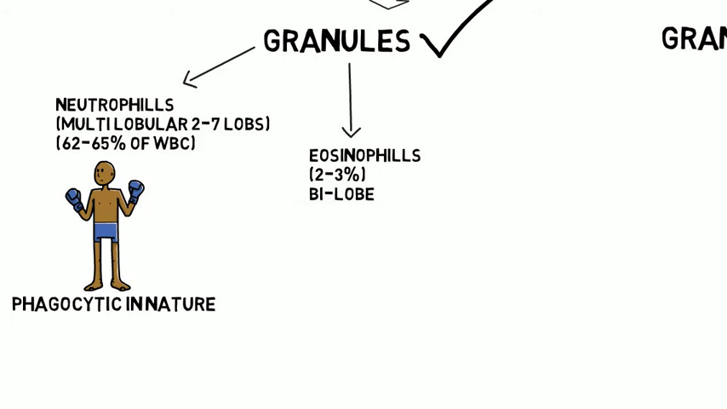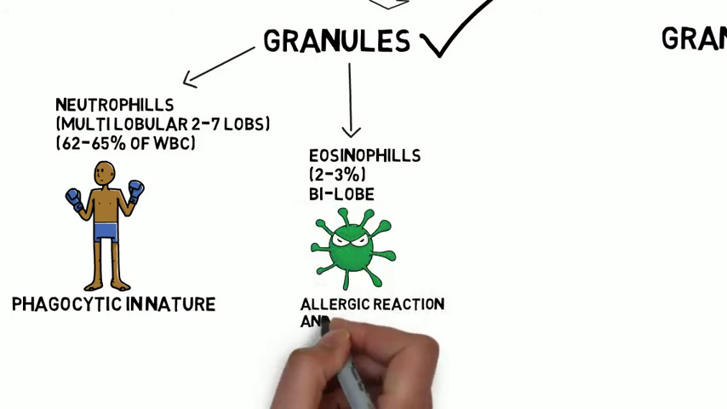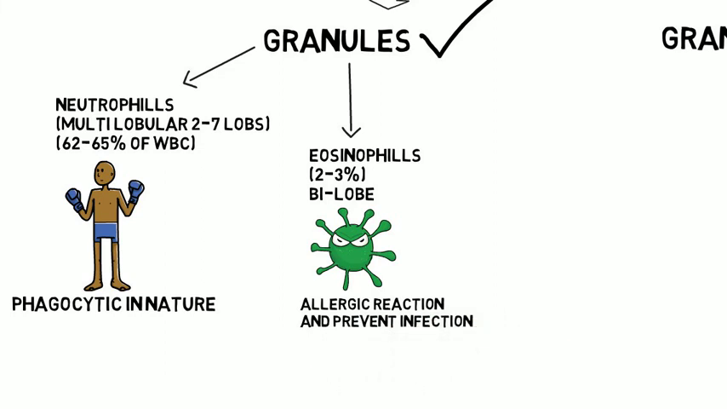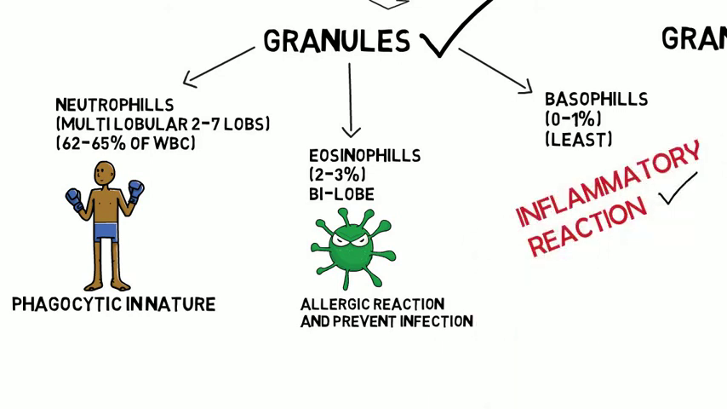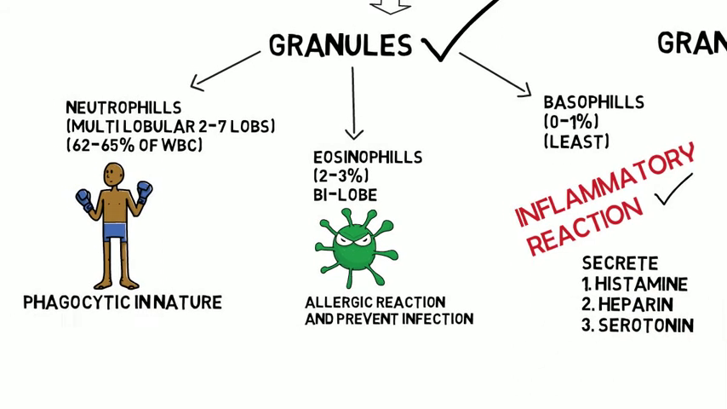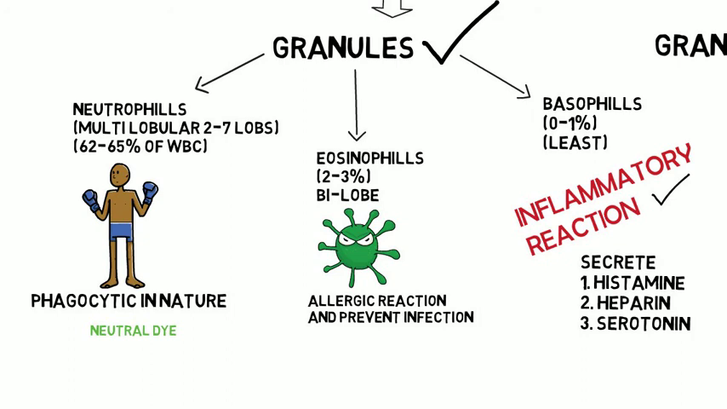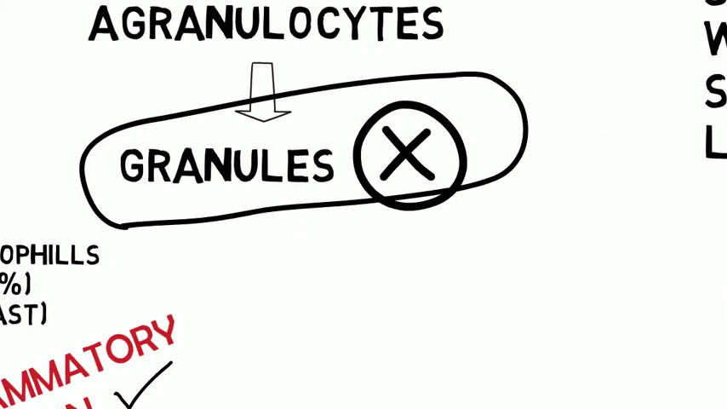The second one is eosinophils, which are bilobed and 2 to 3% of WBCs, and responsible for allergic reaction and preventing infection. The third one is basophils, which are basic in nature, 0 to 1%, the least of the WBCs, and responsible for inflammatory reaction and secrete histamine, heparin and serotonin. Now neutrophils are neutral in dyes, eosinophils are acidic in dye, and basophils are basic in dye.